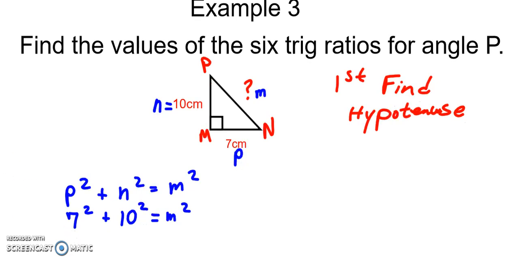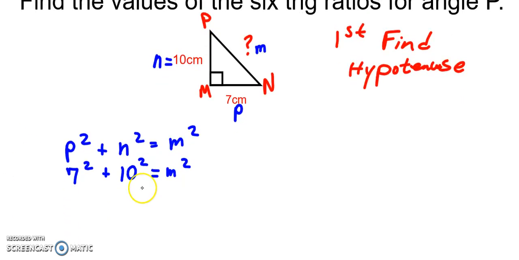And if we were to work that out to figure out what m is equal to, that would be the square root of 149 equals m. Just like we did before, that's 100, that's 49, add them together, it's 149, take the square root of both sides, and that gives us the square root of 149. There's no perfect square for the square root of 149, so it stays as that radical. It cannot be simplified, so we keep it as it is.